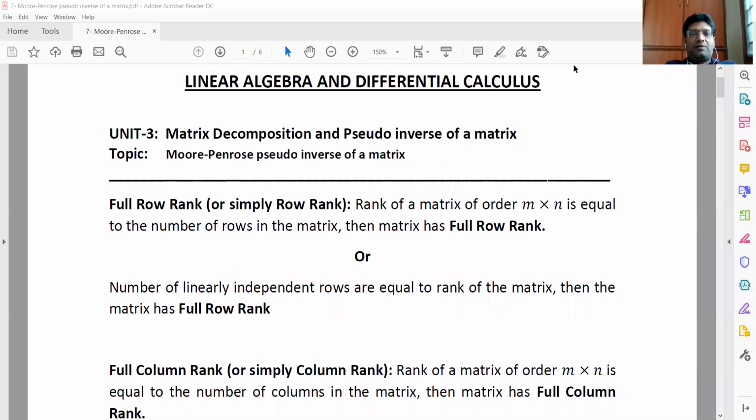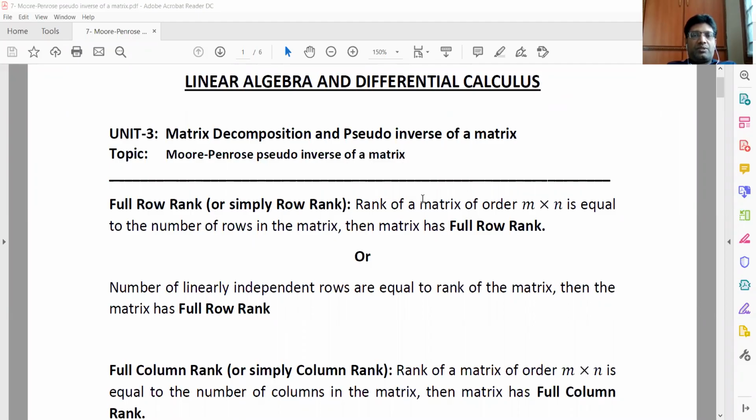Hello, welcome to the third unit, matrix decomposition and pseudo inverse of a matrix. In this video, we are going to see the Moore Penrose pseudo inverse of a matrix.